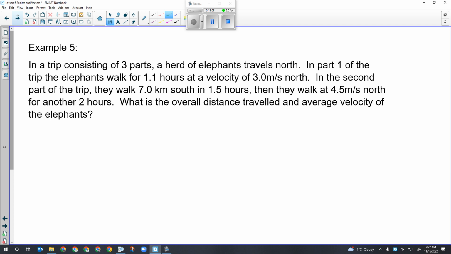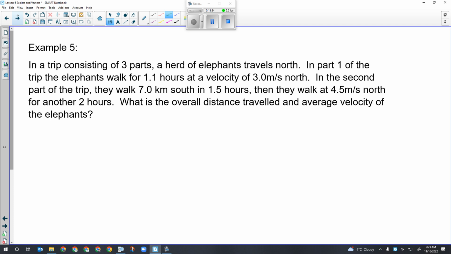All right, try this one. Three parts. Elephants. I don't know why I picked elephants. Just elephants, okay? Now, in this one here, there is something that we haven't done yet that we have to be mindful of. I'm giving you time in hours, velocities in meters per second, okay, and distances in kilometers.